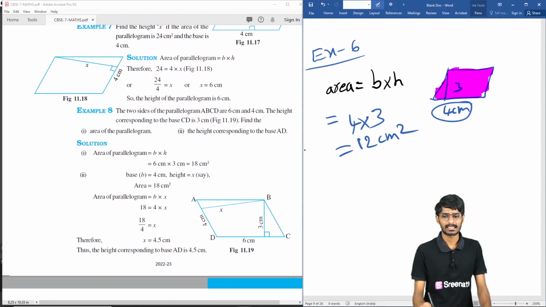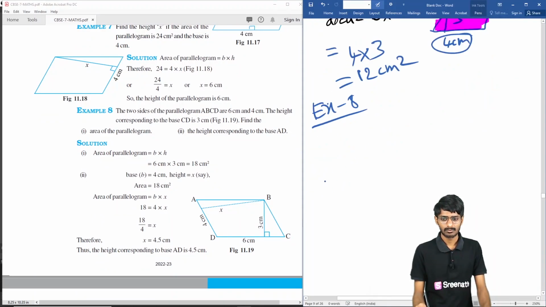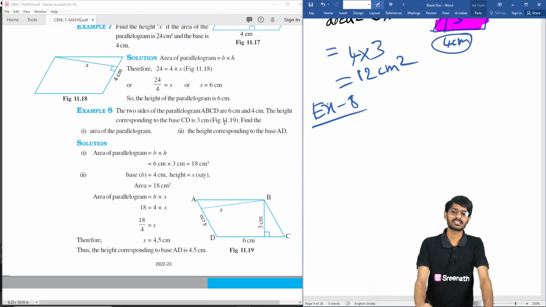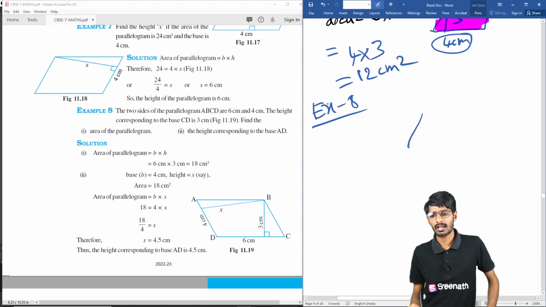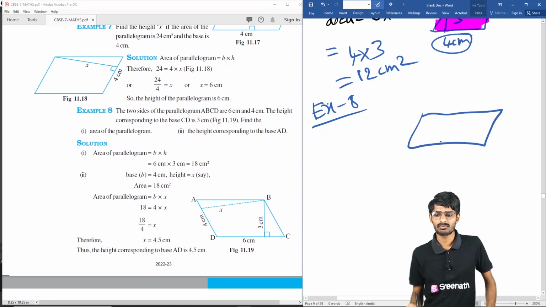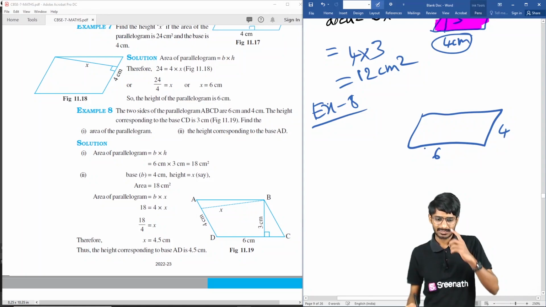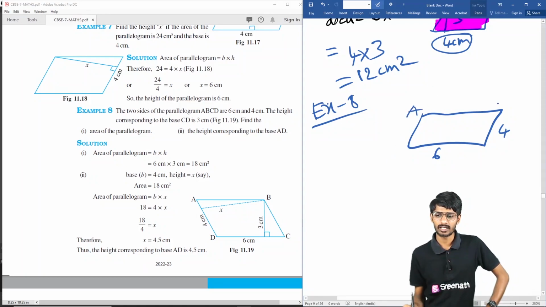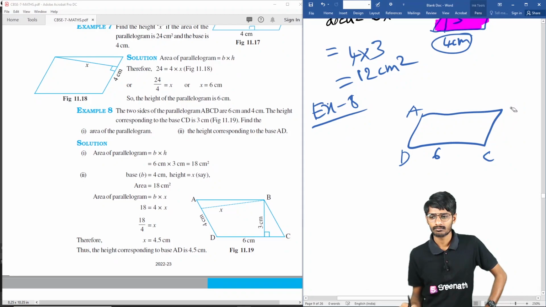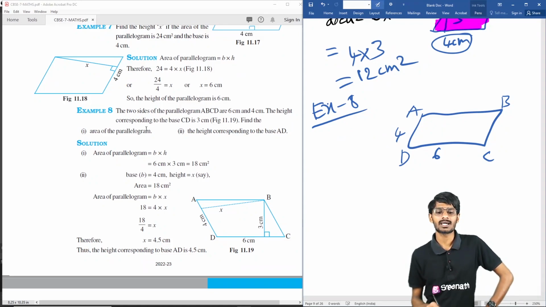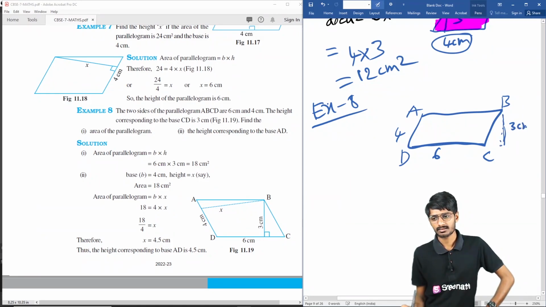I will help you to solve the 8th example. Example 8. Two sides of a parallelogram ABCD are 6 centimeters and 7 centimeters. So there is a parallelogram. One side is 6 centimeters, another is 4 centimeters. The height corresponding to the base AB and CD is 4 centimeters here. Okay, the height corresponding to the base CD. So this is the base, and the corresponding height is 3 centimeters.